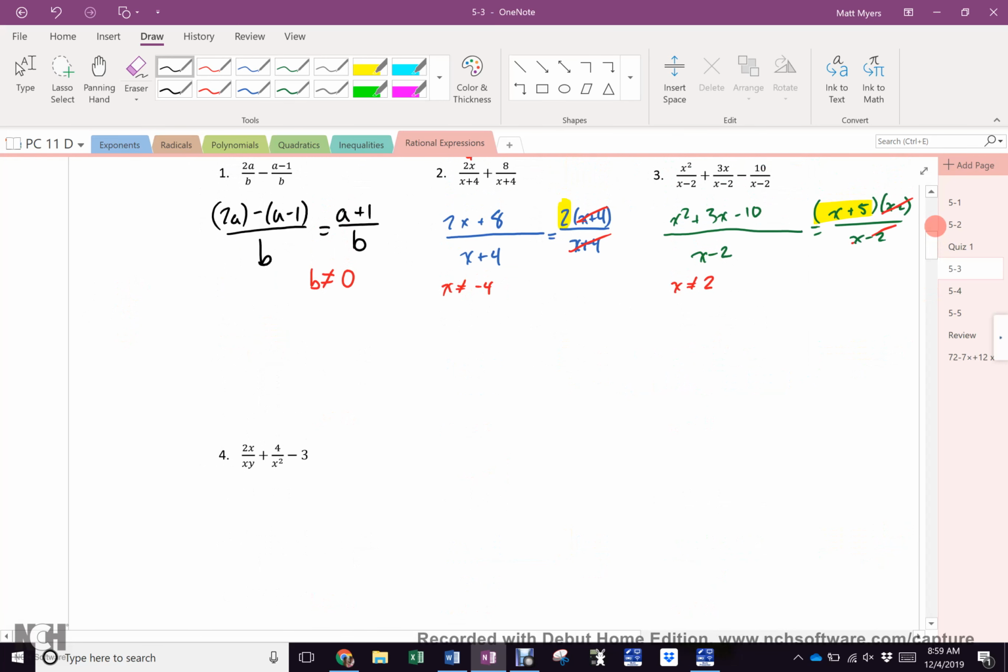What's happening in 4? Yes, it's hideous, isn't it? First thing that's wrong with 4, this. What's that really? 2x over xy plus 4 over x squared minus 3 over 1. Everybody cool with that? Everybody cool? Okay.